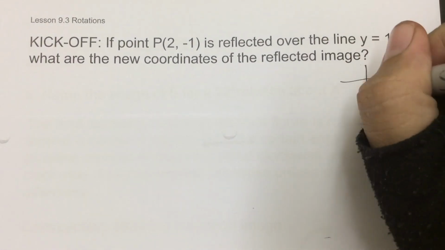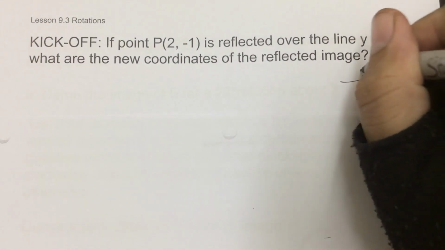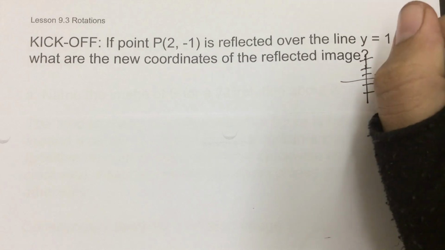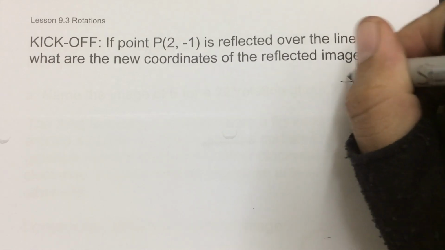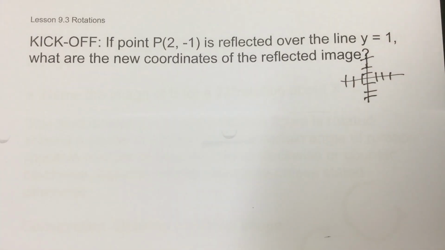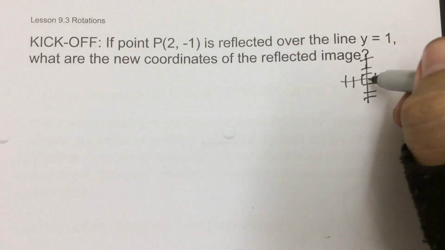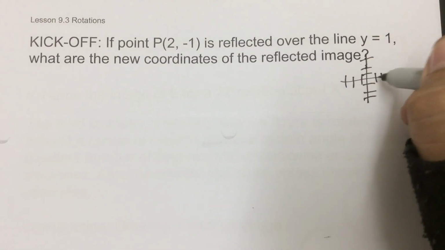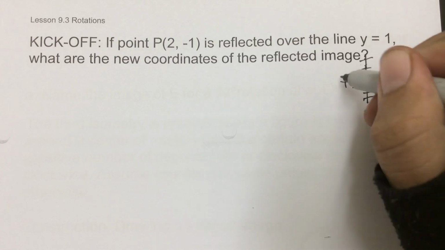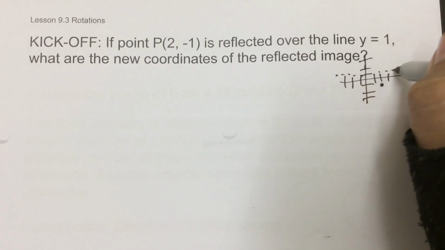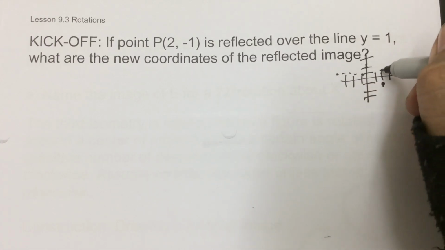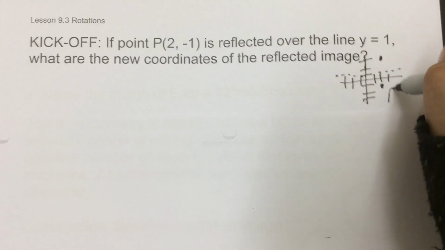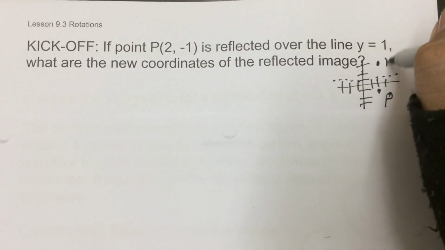So, if we draw our little diagram here, if we're at (2, -1), we go right 2, down 1. And if we have our line cutting through here at y = 1, well, we're 2 below, so we're going to go 2 above. So if this is P, this would be P prime.